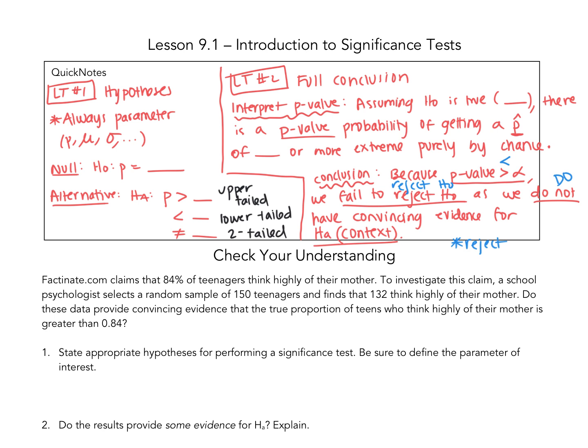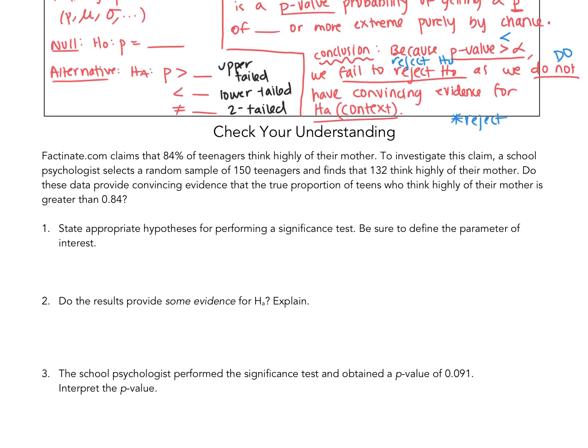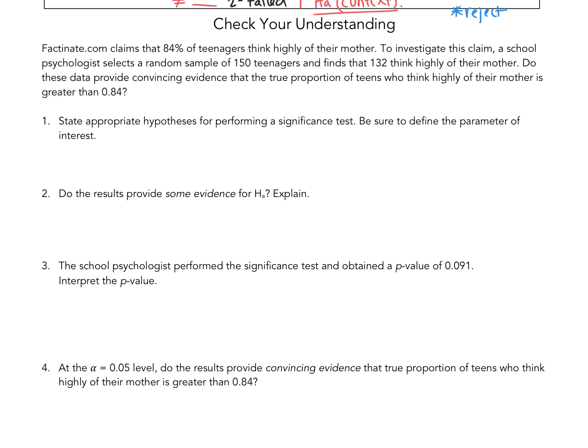Questions for me? Okay, here is the problem that you are doing. I'm changing a few things though. Fascinate.com claims that 84% of teenagers think highly of their mother. To investigate this claim, a school psychologist selects a random sample of 150 teenagers and finds that 132 think highly of their mother. Do the data provide convincing evidence that the true proportion of teens who think highly of their mother is greater than 0.84?